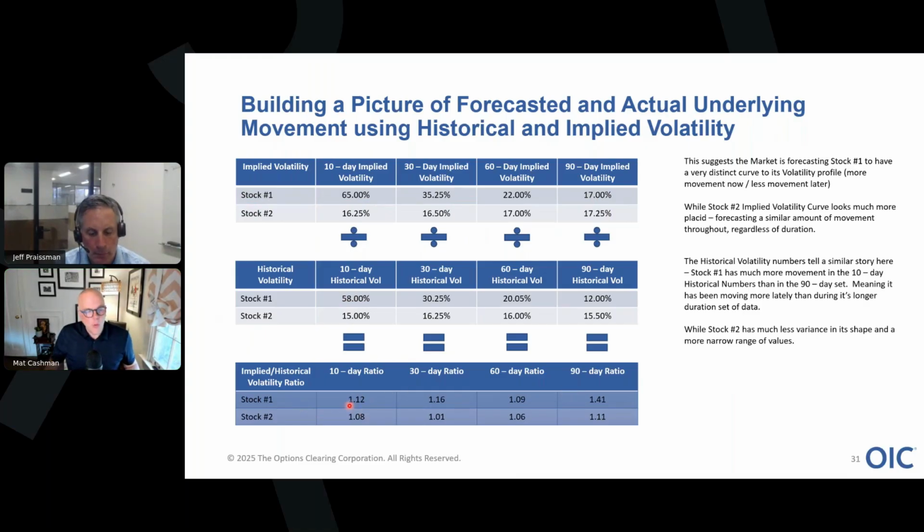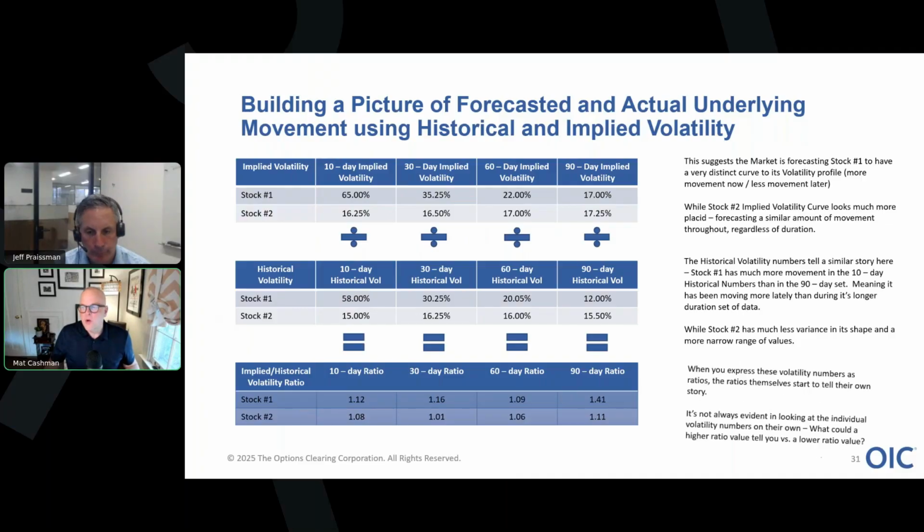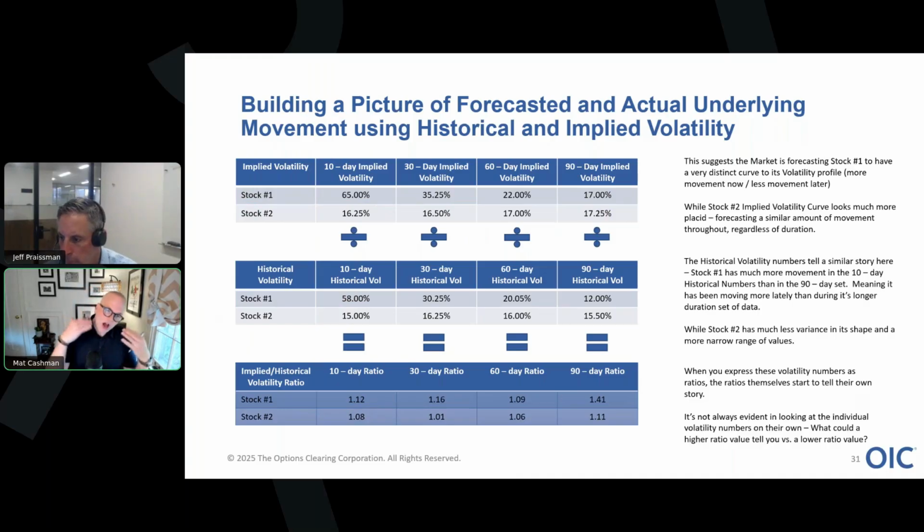Anytime you see this over 1, it's going to imply that the implied volatility is higher than the historical volatility. And anytime you see it under 1, you're going to see it implying that the implied vol is below the historical vol or below what it's delivering.